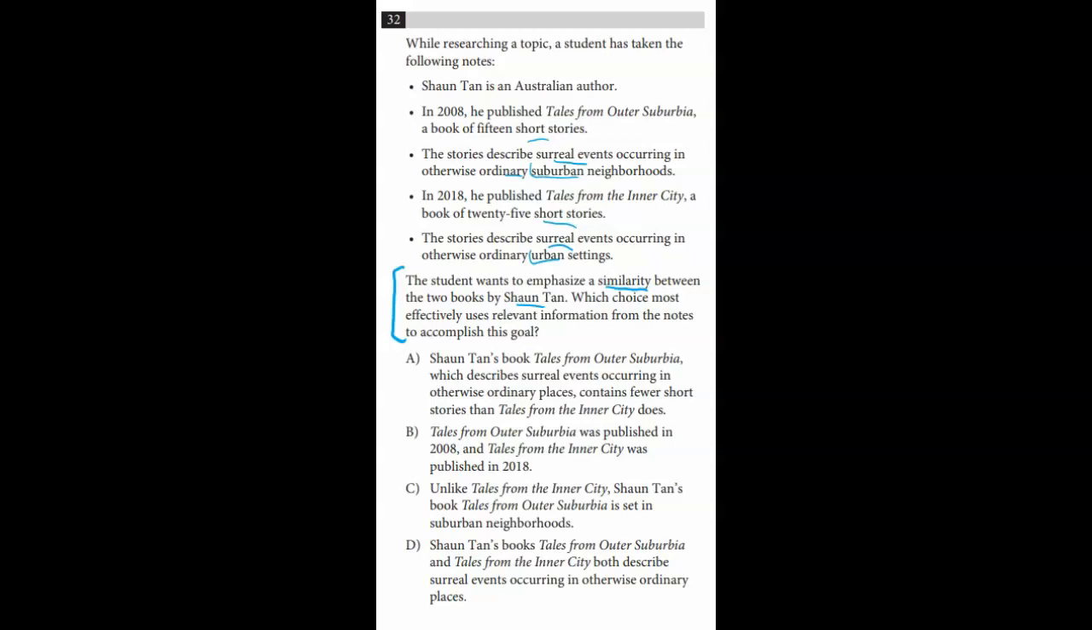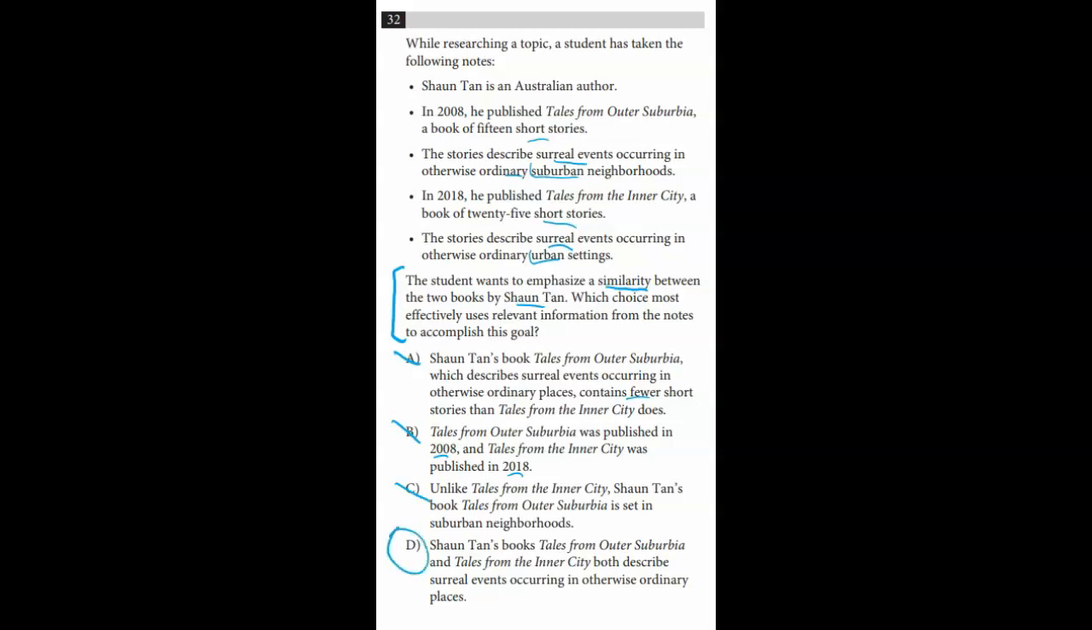Shantan's book, Tales from Outer Suburbia, which describes surreal events occurring in otherwise ordinary places, contains fewer short stories. Nope, this is how they're different because it mentions fewer short stories. We want to know why they're similar. B, Tales from Outer Suburbia was published in 2008. Nope, this is a difference because this is just when they were published. So B's out. C, unlike Tales from the Inner City, Shantan's book Tales from Outer Suburbia, nope, this is again how different they are. He wants to emphasize how similar they are.